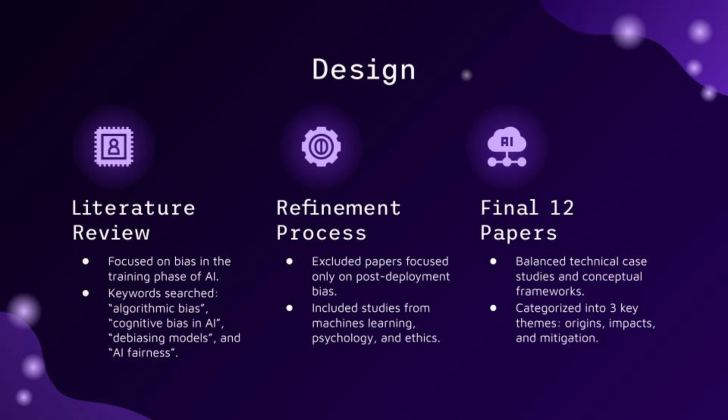As I read through the research, I noticed three clear themes: where bias comes from, how it affects model performance, and how we can try to reduce it.